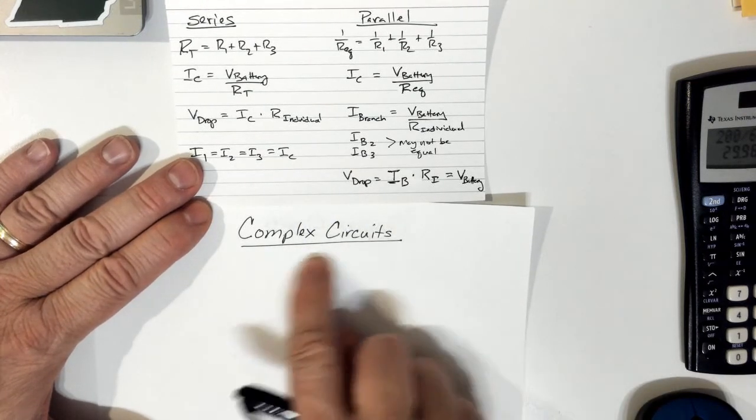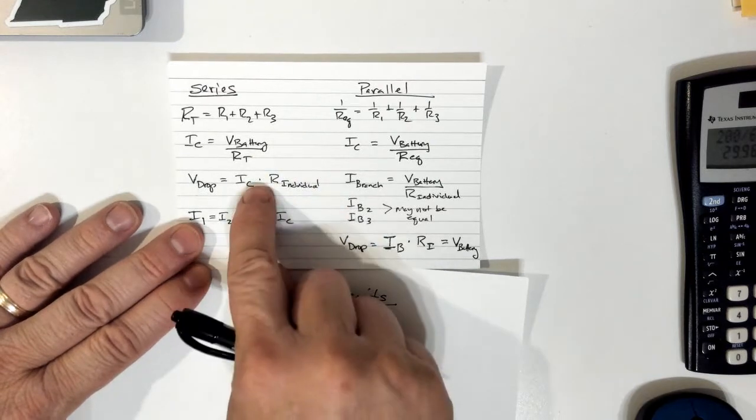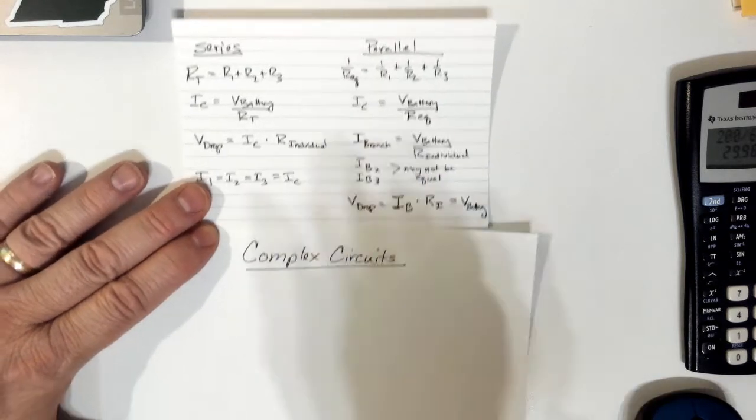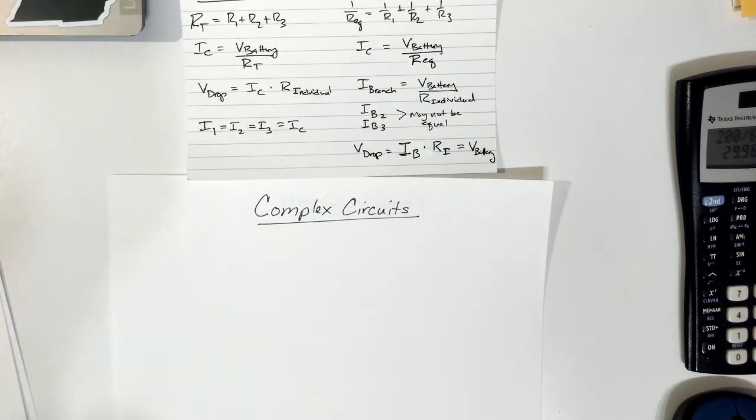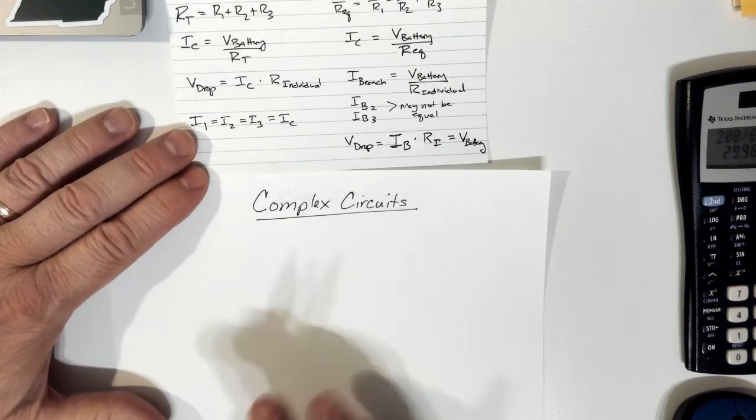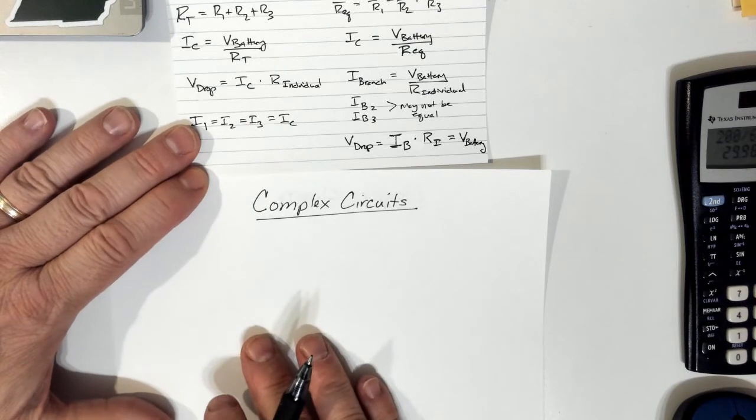Today we're going to talk about complex circuits. Complex circuits are circuits that contain both series and parallel inside. So I'm going to do about two examples, but you can apply it on up. I'm going to do an example where it's got both series and parallel, but I'm going to treat it like a parallel. And then I'm going to do another one that's got series and parallel, but treat it like a series. So let's do this.